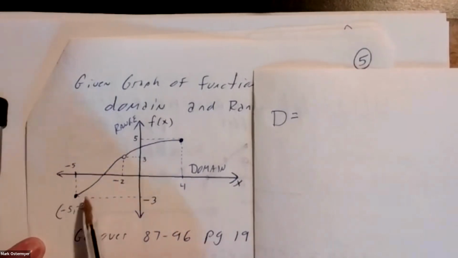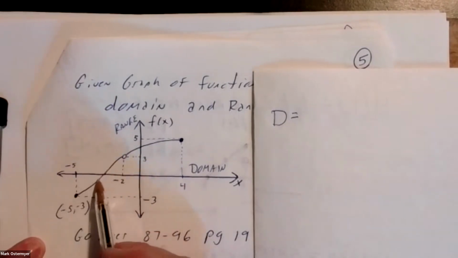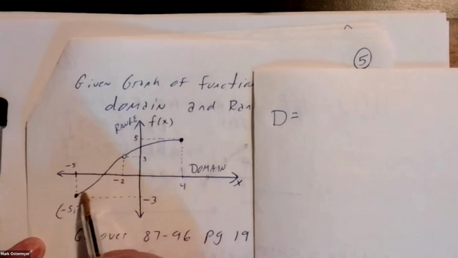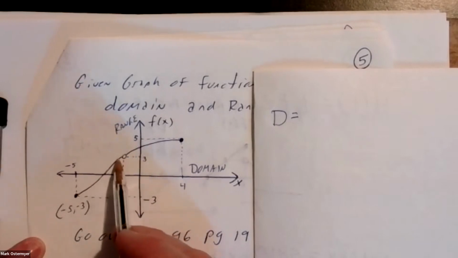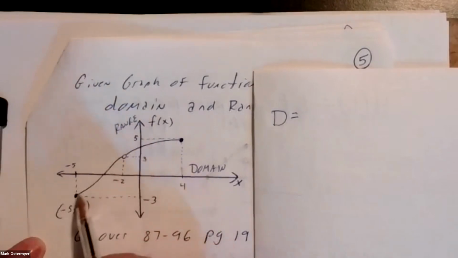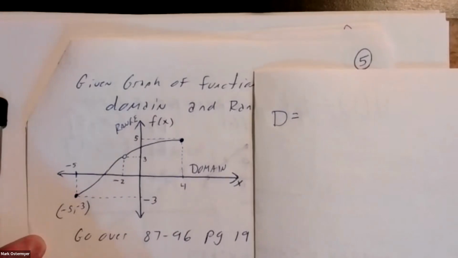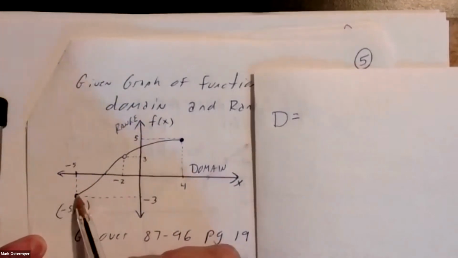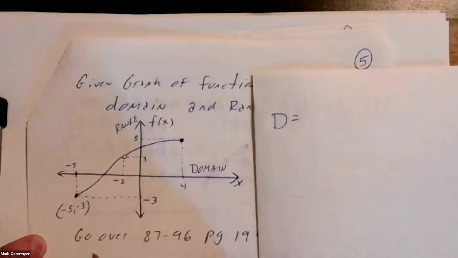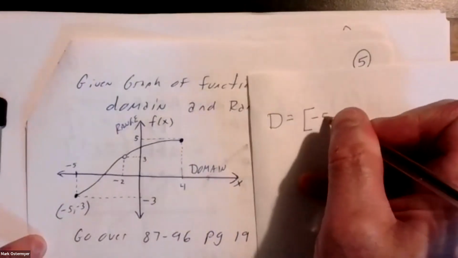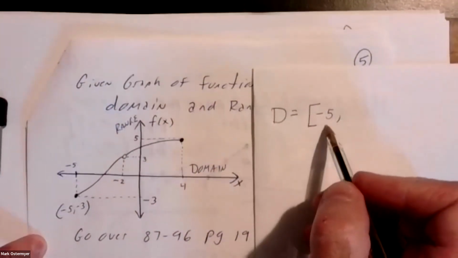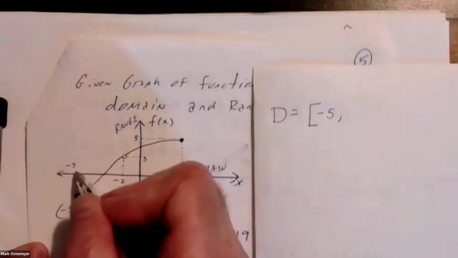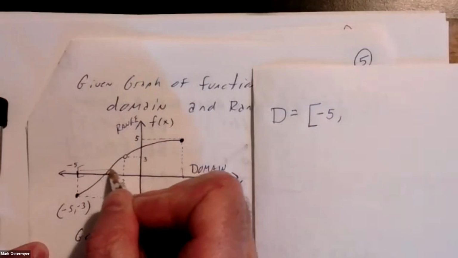But how many points sit on this graph? There's an infinite number of points on this graph. So there's no way we're going to be able to represent the domain as a set of finite numbers for the x coordinates. We're going to have to use interval notation to represent the domain here. So the smallest value found in our domain is -5. So I will have an open bracket, -5. Open bracket means -5 is included in the domain. So my domain runs from -5 up to what?